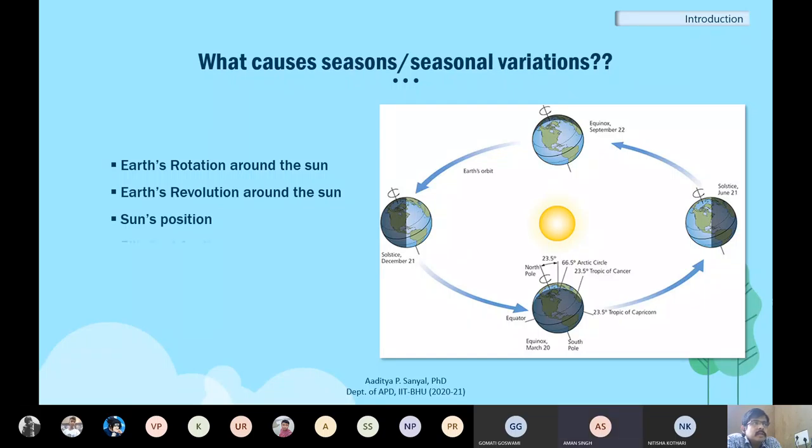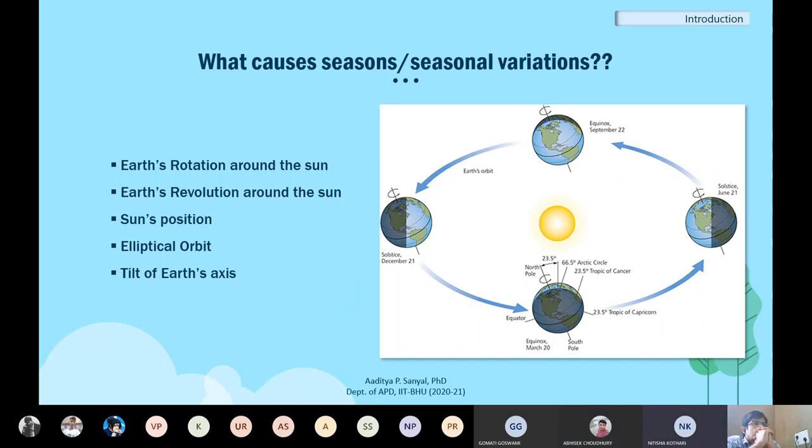What causes the seasonal variations? We have solstice, equinox, this keeps on continuing. So the Earth's rotation around the Sun, does it make these seasonal variations? Earth's revolution around the Sun, the Sun's position, the elliptical orbit, or the tilt of Earth's axis. What is the reason for these seasonal variations? Out of these five.